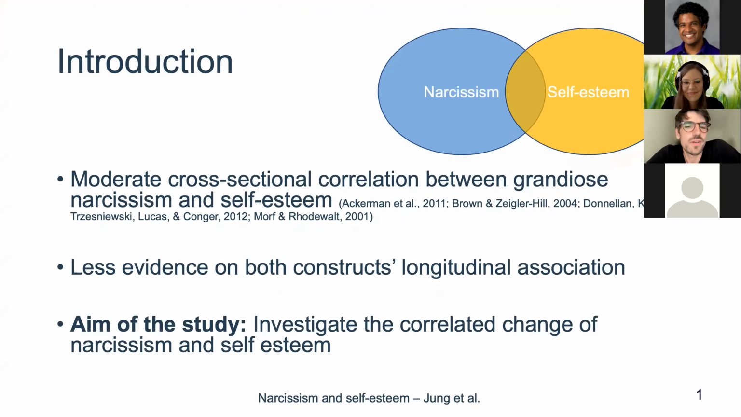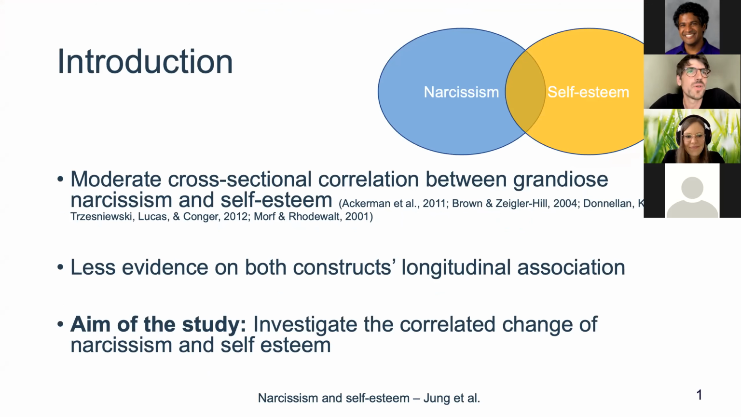A long-standing issue in research on narcissism is its relationship with self-esteem. And not only has self-esteem been considered as an important component in theoretical accounts of narcissism, but empirical evidence too indicates that narcissism is at least moderately associated with self-esteem. The relationship between narcissism and self-esteem, however, has been most commonly investigated from a cross-sectional perspective, and far less is known about both constructs' longitudinal associations.